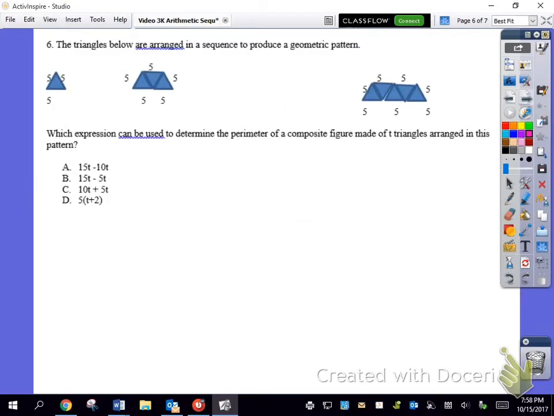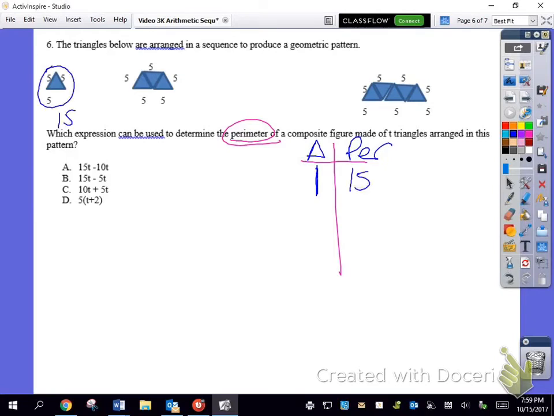On number 6, the triangles below are arranged in a sequence to produce a geometric pattern. Which expression can be used to determine the perimeter? Remember to make your table. When there's one triangle, the perimeter, you add up all the sides, that's 15. When there's two triangles, 5, 10, 15, 20, 25, the perimeter is 25. When there's 5 triangles, 1, 2, 3, 4, 5, 5, 10, 15, 20, 25, 30, 35, it's 35.